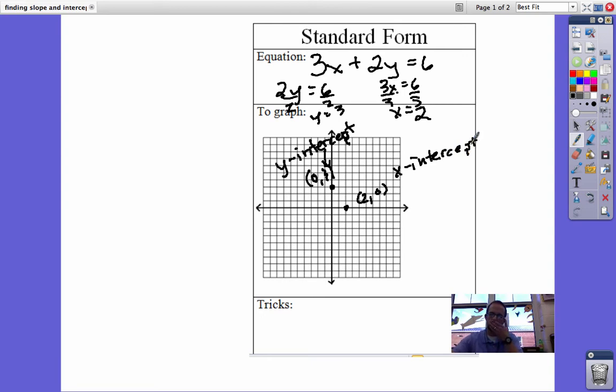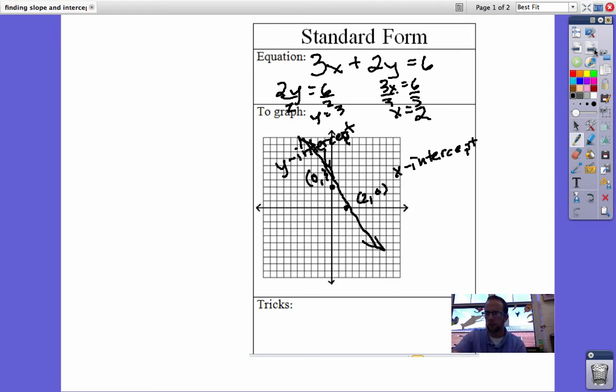Now that we have 2 dots on our line, we can just connect the dots. Oh, that is way off, but you get the picture. You connect the dots making a straight line, and that is how you graph a line using the standard form. If there's any tricks that you want to come up with on your own, you can certainly write them down. I'll tell you a couple in class.